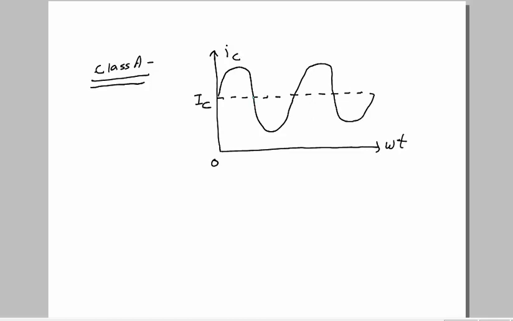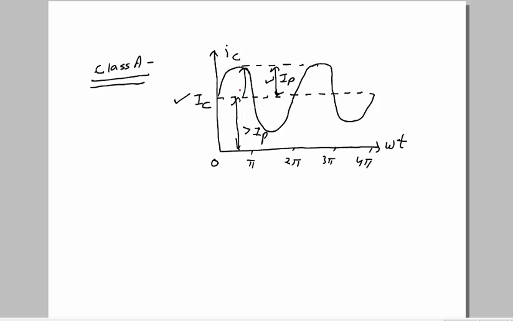So this is pi, here this is 2 pi, 3 pi, 4 pi, and this value is the peak current. The class A stage is biased at a current IC which is greater than the amplitude of the signal current IP. So this biasing value is greater than this peak value.